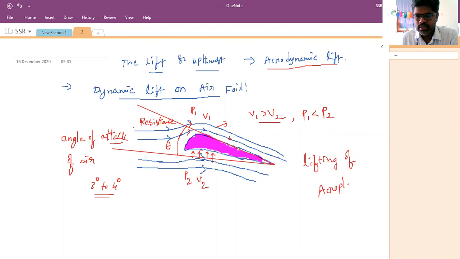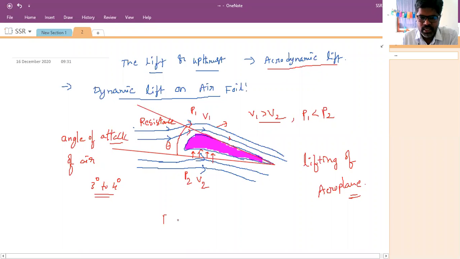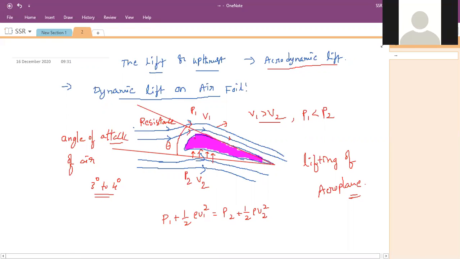This is a very important and interesting application of Bernoulli's principle. Again, how to write it? P1 plus half rho V1 square is equal to P2 plus half rho V2 square. Here gravitational potential energy will be neglected because there is no significant gravitational potential energy difference between the bottommost point and the topmost point of the wing. Very small difference.